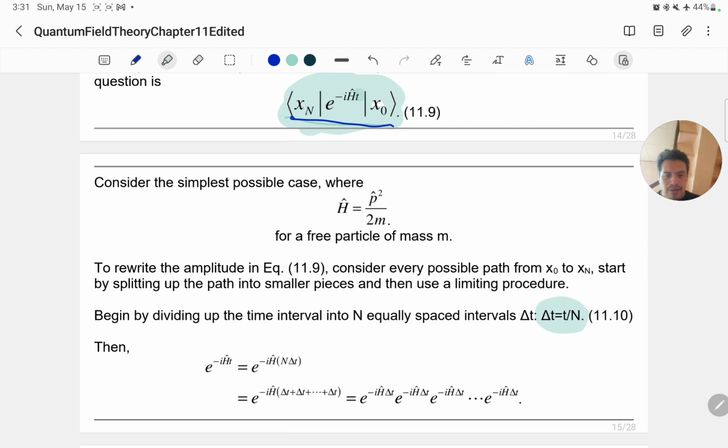Then we have our t to be equal to n times delta t. And this is just this one. So you can actually write everything in expanded form with n factors.